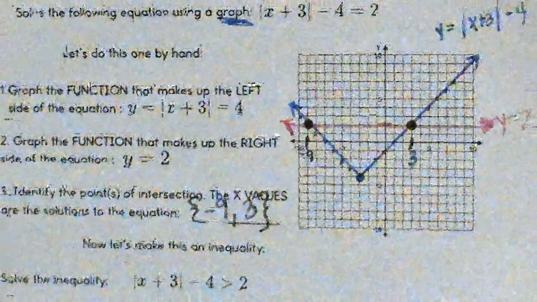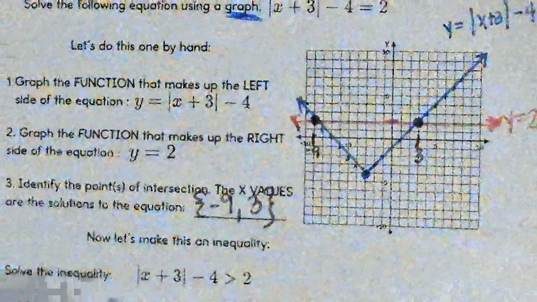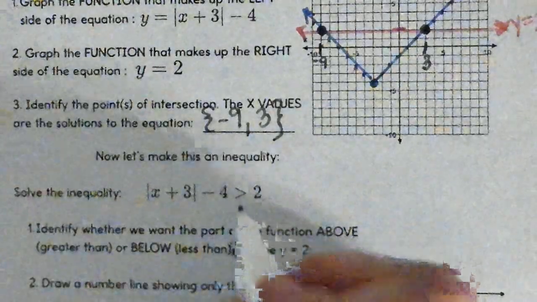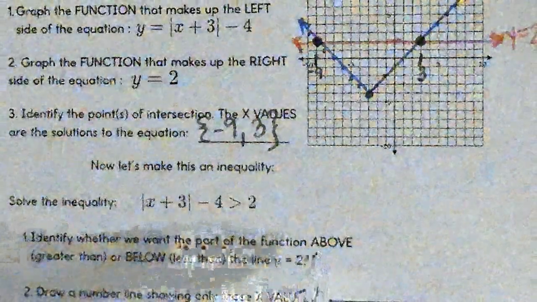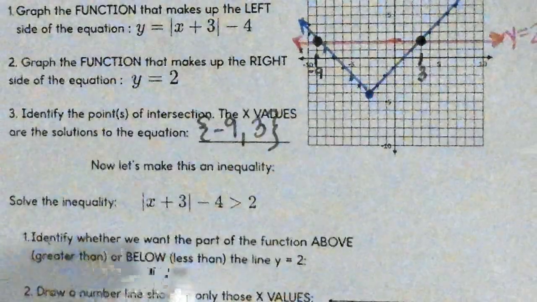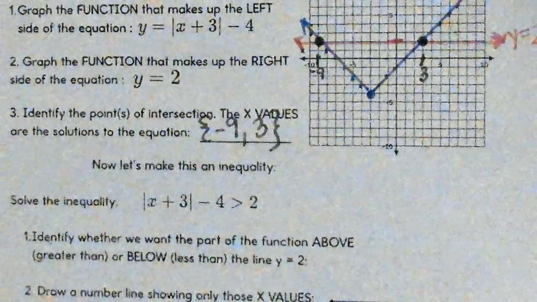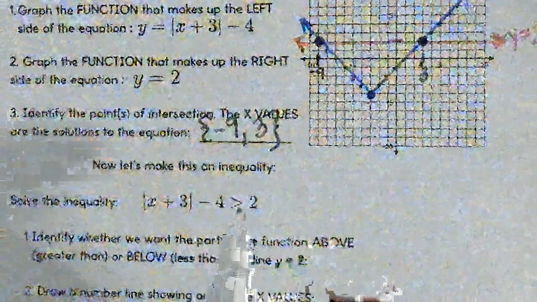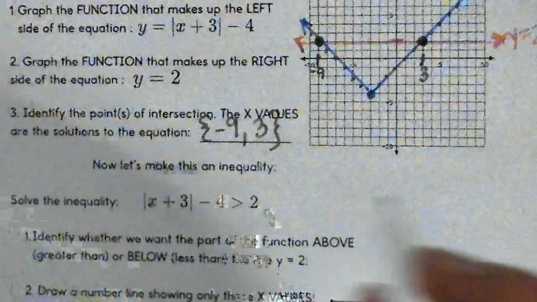Okay. Now, if we make it an inequality, okay? So this is the stuff we did yesterday. If I want to solve this inequality, same functions, except instead of an equal sign, I got a greater than sign. Okay? So we want to identify whether we want the part of the function above, greater than, or below, less than the line. Which one do we want? Do we want the part that's above or below? In other words, what's this symbol? That's a greater than, so we want the part that's above the line.